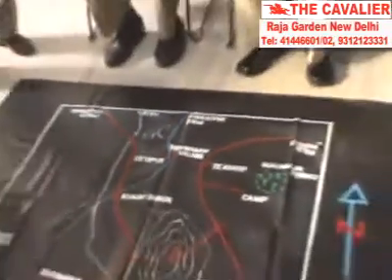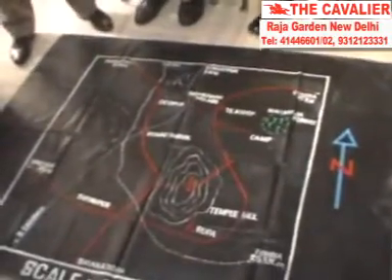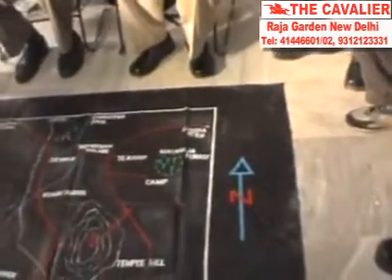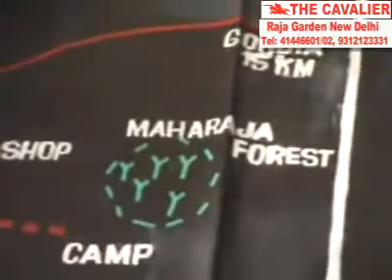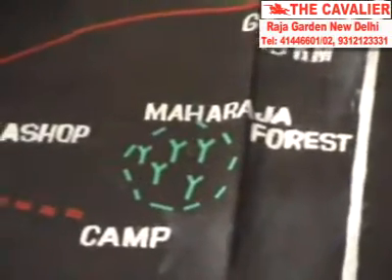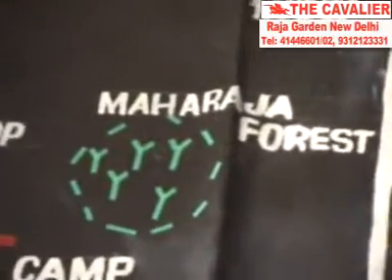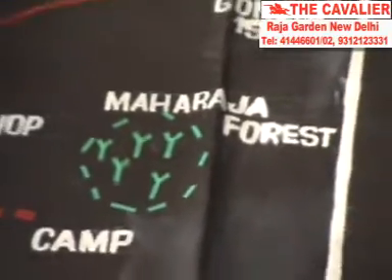Further to, if you notice, there are certain other colors used, and the next color used is green, making it into trees. That whole area is shown with a lot of trees. That is Maharaja forest. If you notice, we have covered everything which is there.